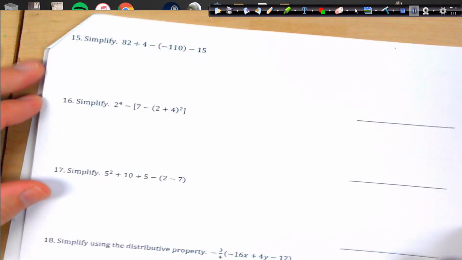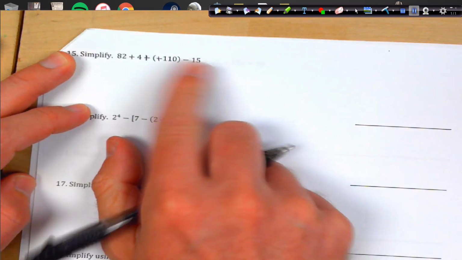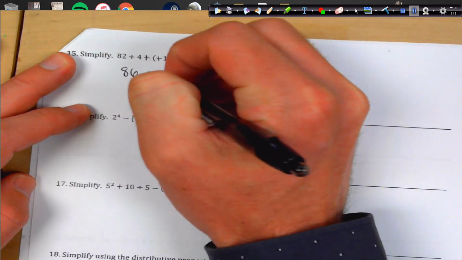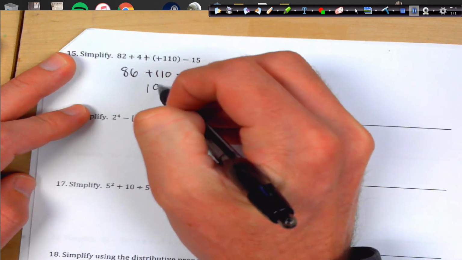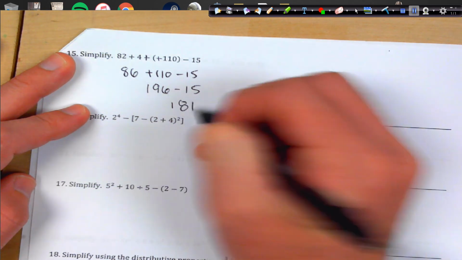Okay. Moving forward. Another order of operations. I see two negatives. I'm going to make those positive. Everything's positive and negative, so I'm just going to move left to right. So 82 plus 4 is 86, plus 110. So that's going to be 196 minus 15. It's going to be 181.